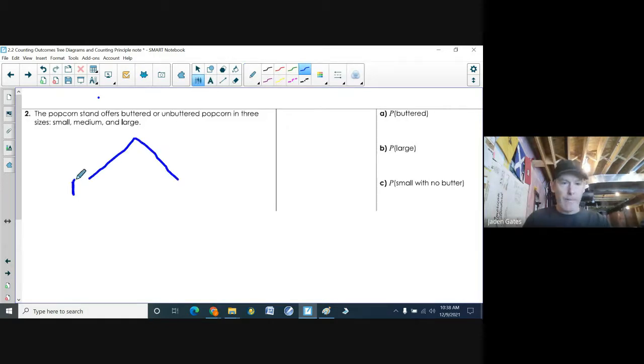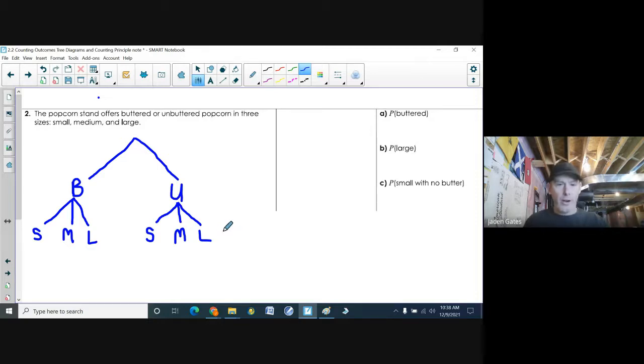You're either going to get buttered or unbuttered. That's your first choice. But then after you make that choice, you've got to pick your size. So if I get buttered, I've got to pick between a small, a medium, and a large. Same thing if you went with the unbuttered. You've got to choose between a small, a medium, or a large. So there's our tree diagram.